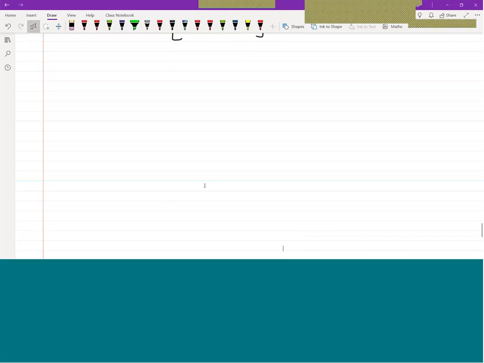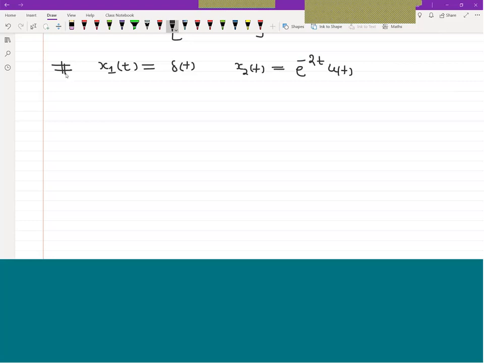Let's take the next type of convolution, which is known as this. What is the convolution of x1(t), which I am taking as delta(t), and x2(t), which I am taking as e to the power minus 2t into u(t)? What is the convolution of these two signals? Like this.